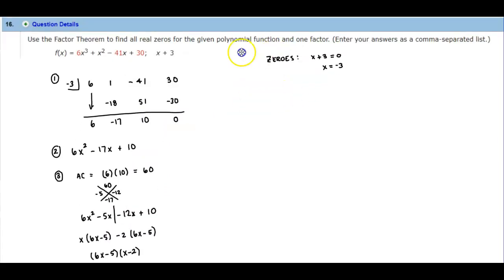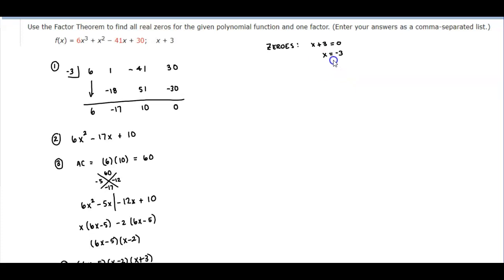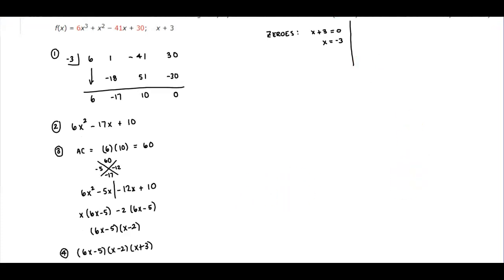So if we include the x plus 3, that means that this would factor into 6x minus 5 times x minus 2 in addition to x plus 3. So we know that one of the zeros is -3, then we can find the next two zeros. So we're going to use 6x minus 5 and set that equal to 0.